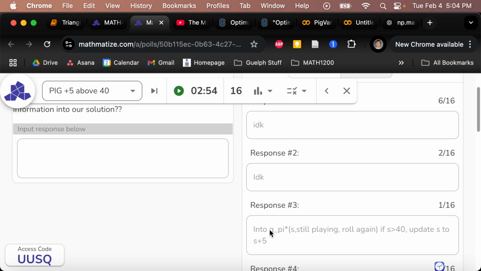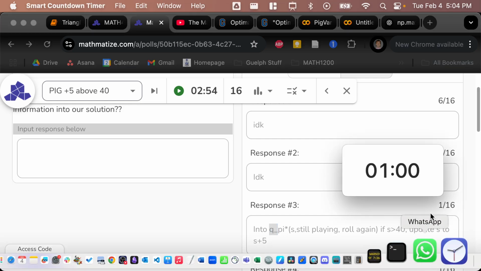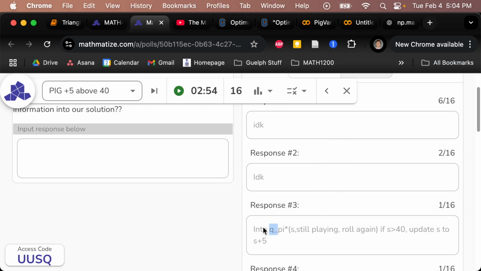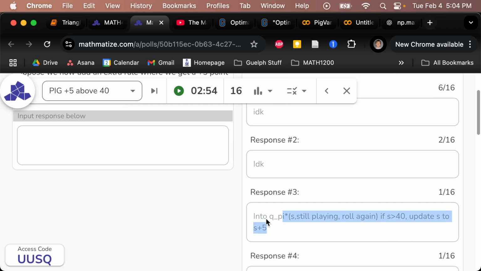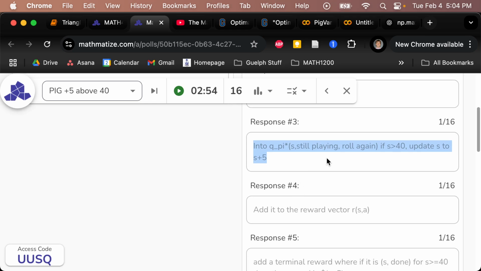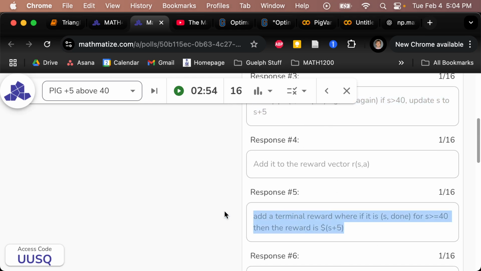Okay, let me stop the timer. One answer says: into Q, if still playing, roll again; if s greater than 0, update s to s plus 5. So what you want to do is change the value of the Q function. I think this person maybe didn't mean it for roll again, because that's some weird combination, but for stop, that will be s plus 5. So that's very close to the right answer. Let's see if anybody did it. Yeah, okay, this is it. Add a terminal reward where if s is bigger than 40 and you're done, it becomes s plus 5. So this is the right kind of way to think about it.